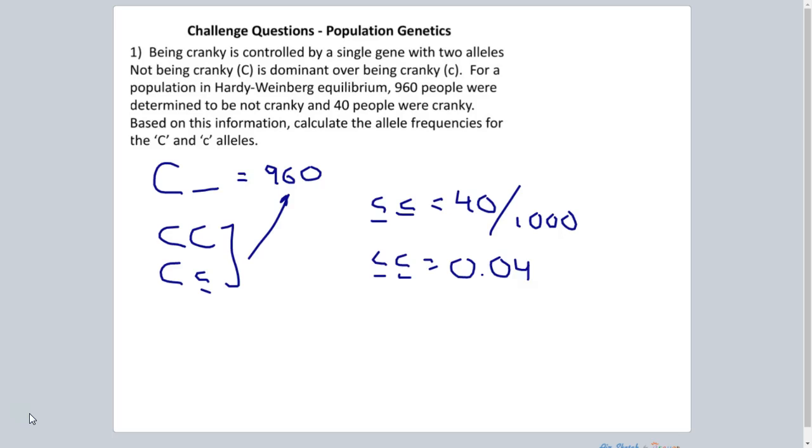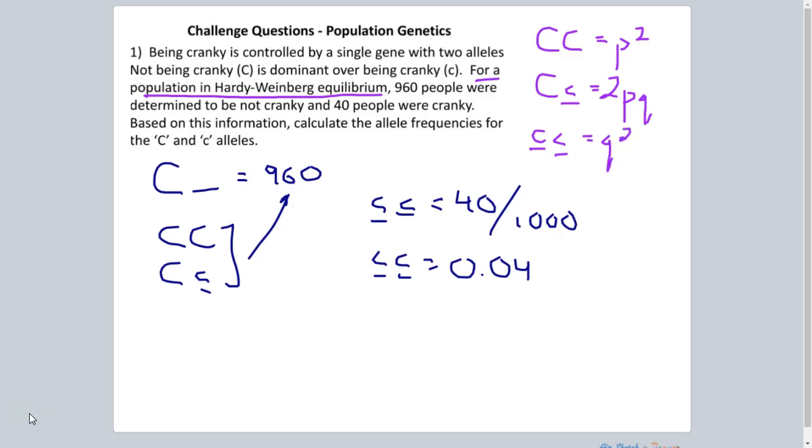The other thing that we need to remember when it comes to Hardy-Weinberg equilibrium is that in any population that is in Hardy-Weinberg equilibrium, and this one is, we're told that in the question, the frequency of homozygous dominant individuals is equal to the allele frequency of the dominant allele squared, or p squared. The frequency of heterozygotes is equal to 2 times p times q. That's 2 times the allele frequency of the dominant allele times the allele frequency of the recessive allele. Finally, for any population in Hardy-Weinberg equilibrium, the frequency of individuals with a homozygous recessive genotype is equal to q squared, the frequency of the recessive allele squared.